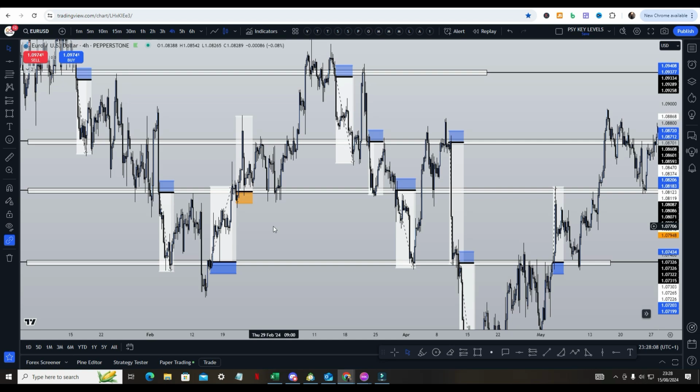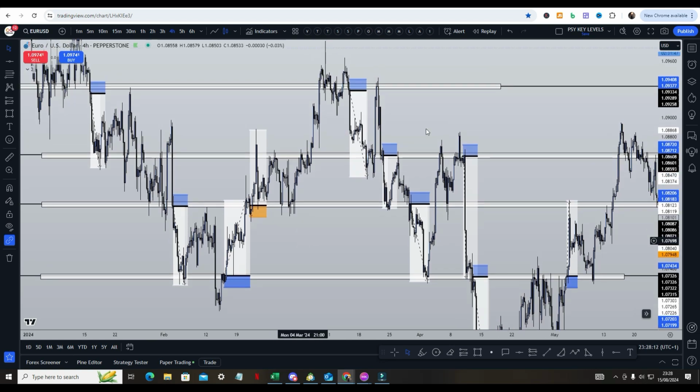Wanted to give up 4 times, we just kept on going. Now here, I've drawn out the major key levels. This is for Euro USD. So let's go into entries now.